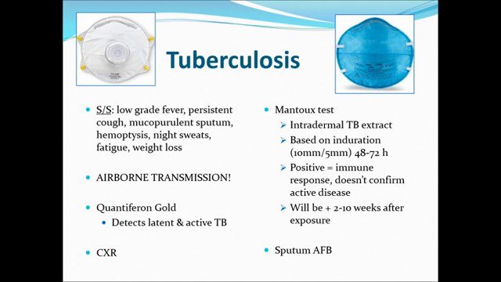Okay, so this is the one that you probably got when you came into the program, and you get your two-step PPD and you get your annual PPD. But it is a little bit of the TB extract, and it's administered intradermally, usually in your forearm, and you have to get your results read in 48 to 72 hours. Now, something that a lot of people don't know, when you look at the site where you've received that Mantoux test, it's not just on what it looks like.